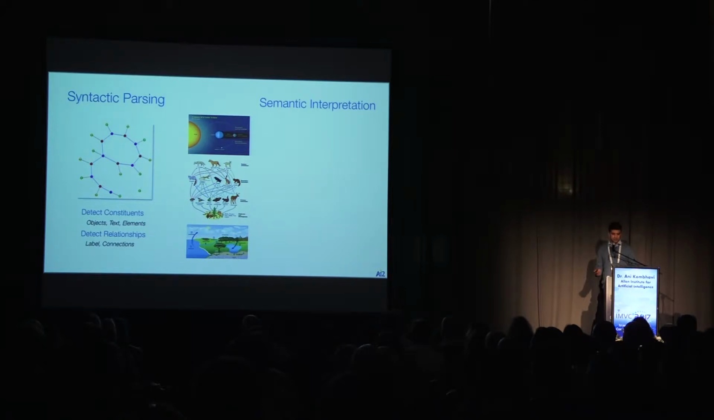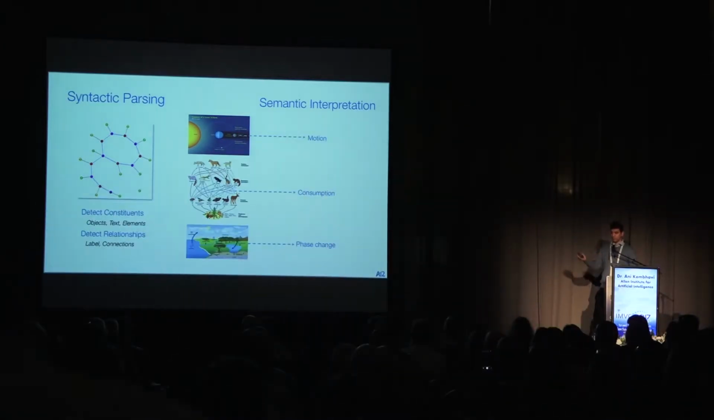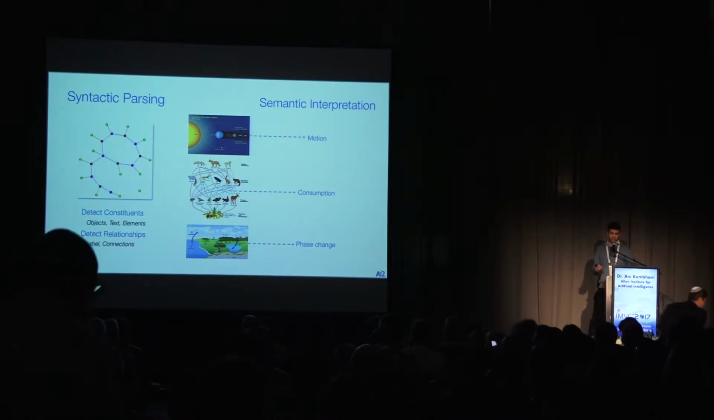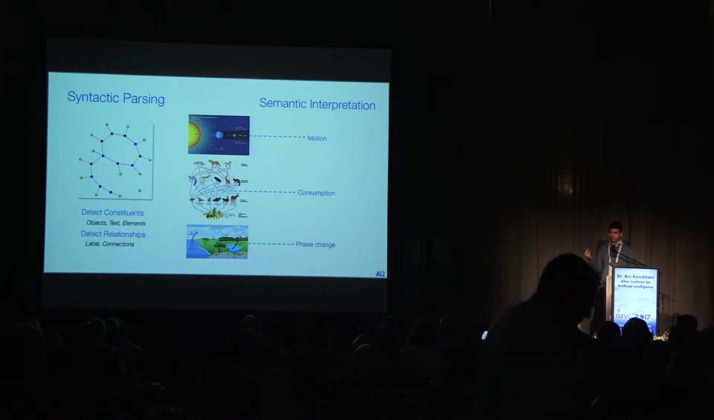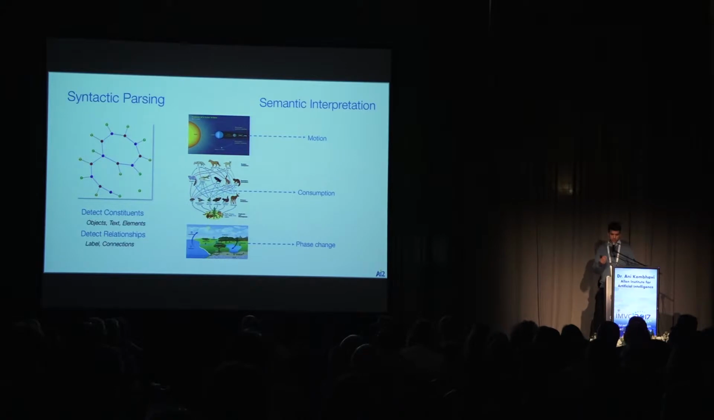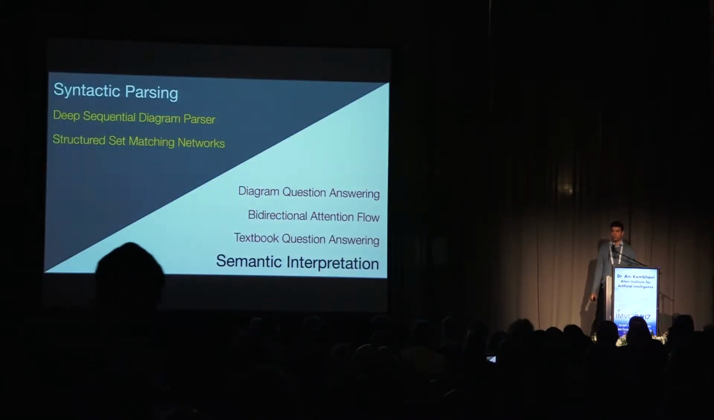So here's a simple example. Let's take a very, very simple object like an arrow. In the top image, the arrow signifies motion. The moon is rotating around the earth. In the second image, the arrow signifies consumption. But in the third image, the arrow signifies phase change. And so as you can see, a simple element like an arrow could mean very different things. And so, that is why semantic interpretation is important. So in this talk, I'll talk a little bit about different works that we've done towards syntactic parsing, as well as semantic interpretation. We haven't yet worked on explicit semantic interpretation, but we study semantic interpretation in the context of question answering.